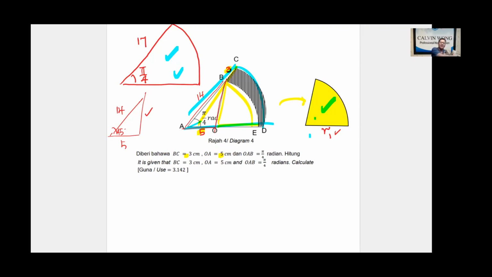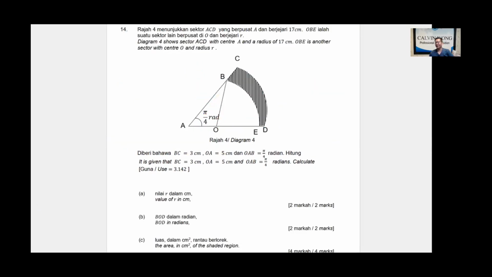Okay, next one. So this is the question. If you look at the question now, I think you all can do it already, right or not? You don't need me to show you the working. You have confidence now, you can do it now, right?